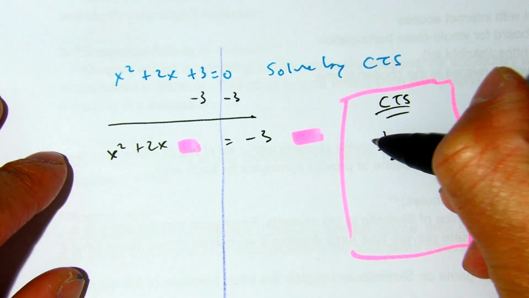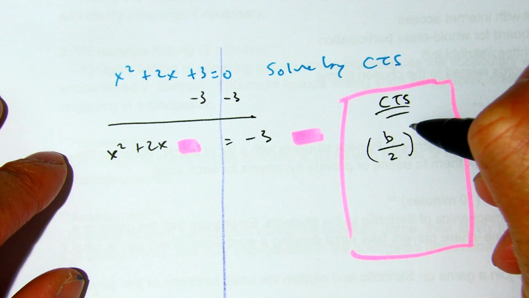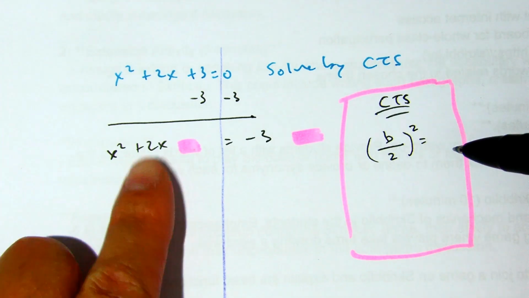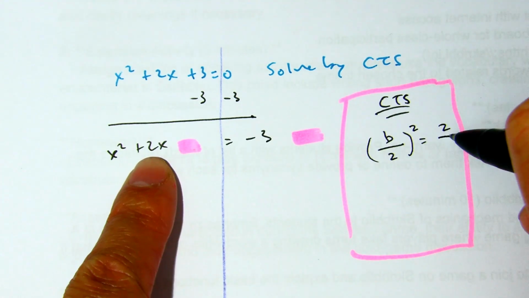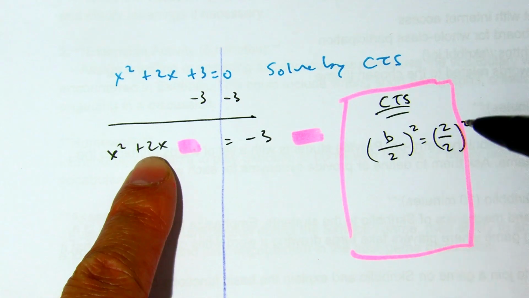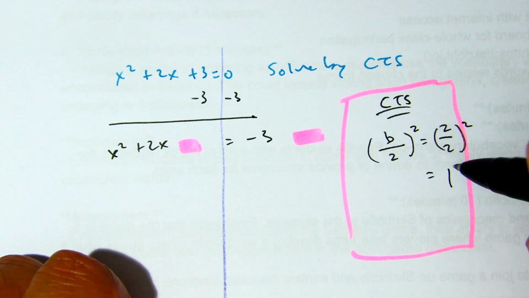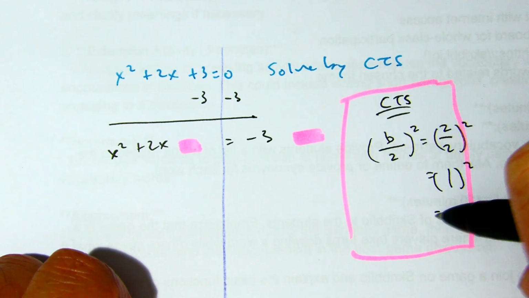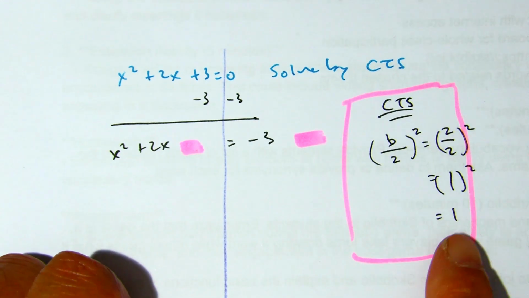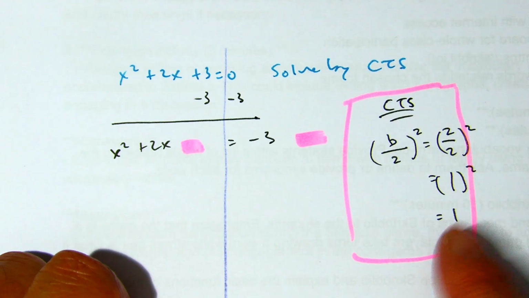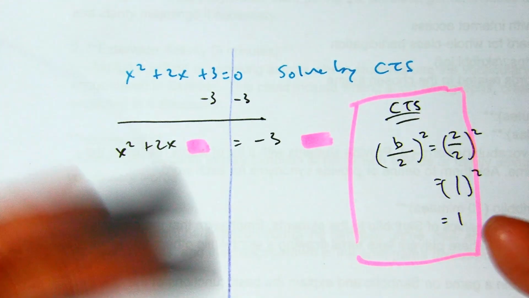Half of it, and then what do you do with it? I'm going to square it. So my B value is 2. Half of 2 is what? 1. And 1 squared is 1. 1 times 1, right? So your C value, or kind of like to complete the square, is 1.